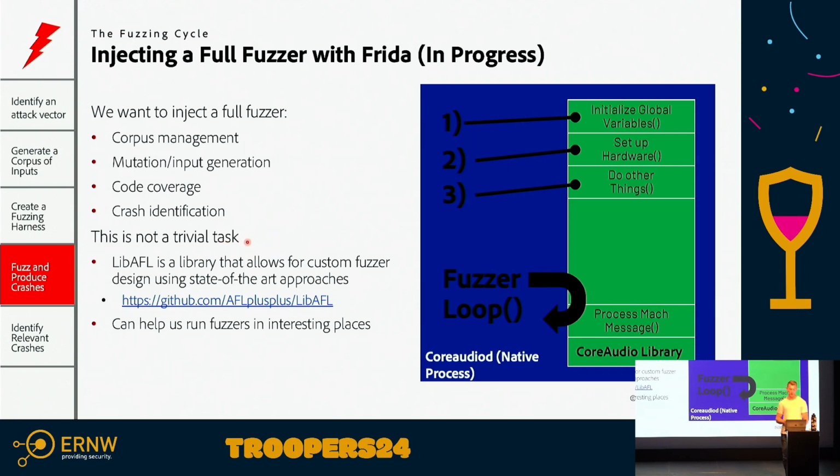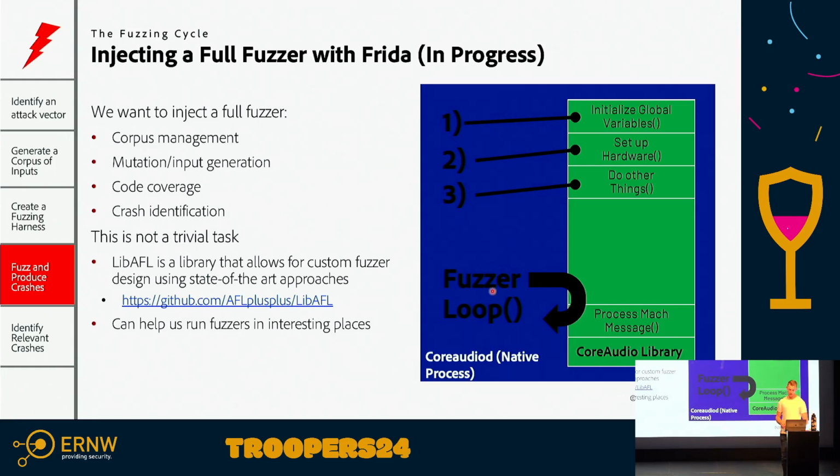But one thing I want to recommend is LibAFL. It's a really great project. It's maintained by the maintainers of AFL++, the state-of-the-art fuzzer out there in the open source community. It's a library that allows you to slot custom components of fuzzers together using those same state-of-the-art approaches as AFL++. So what this really does is it helps us inject fuzzers in interesting places. Things you couldn't normally fuzz are a lot easier to do when you can create a custom library and inject them with something like Frida.